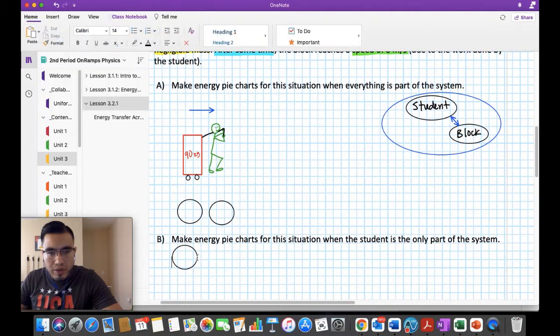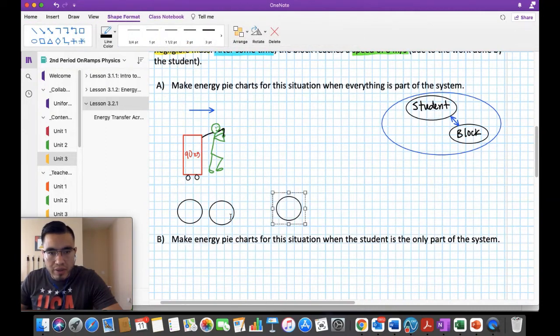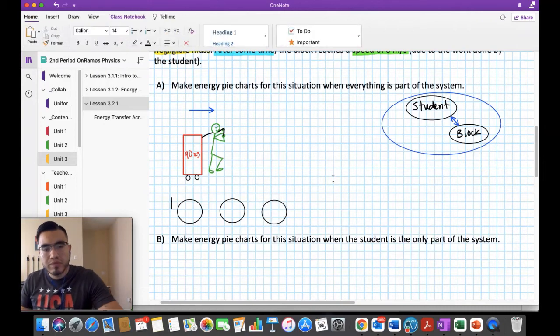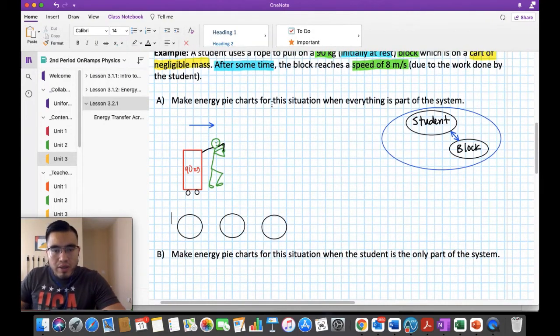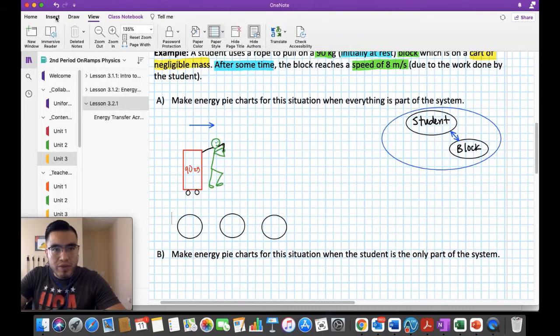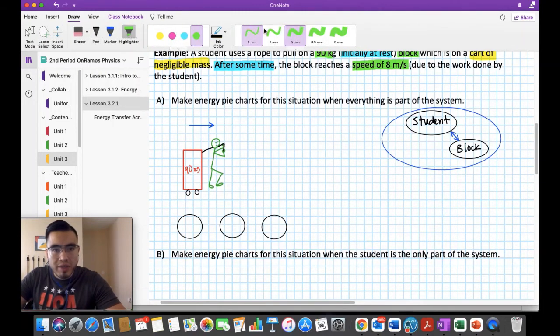And there you go, at different times. Now I'm going to add the legend. I'm not going to do the little squares. I'm just going to use the highlighters to not make this so long. Okay, that's kinetic. Let's do potential and internal.